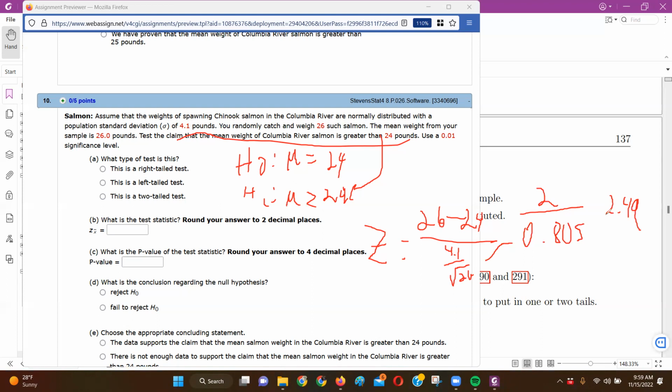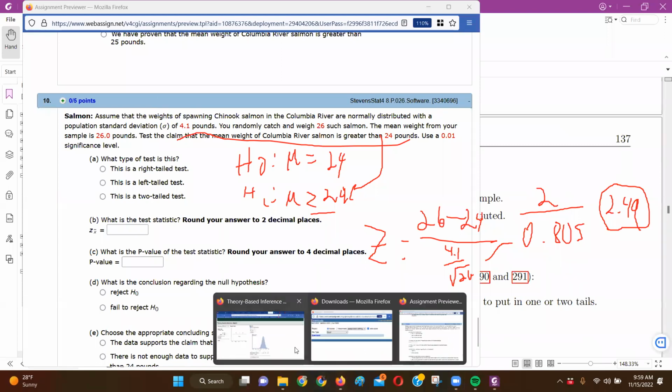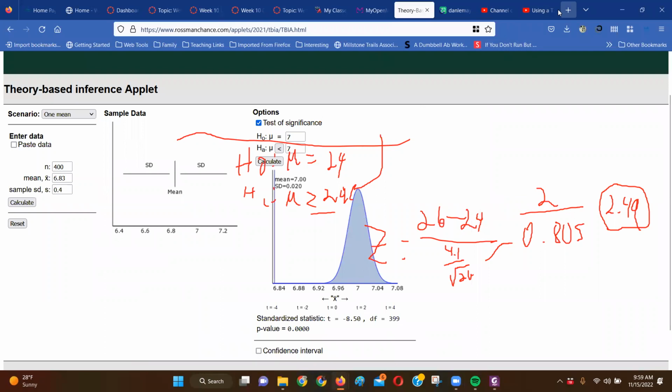If you're going to look this up on the normal curve table, you're going to look this number up on the table. That's going to give you the left area, because this is a right tail test, so we're going to take it away from 1. Or you can just go use this here. Maybe I should open up David Lane just to look at that.